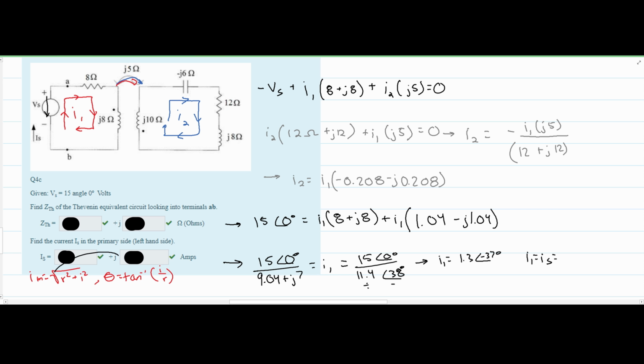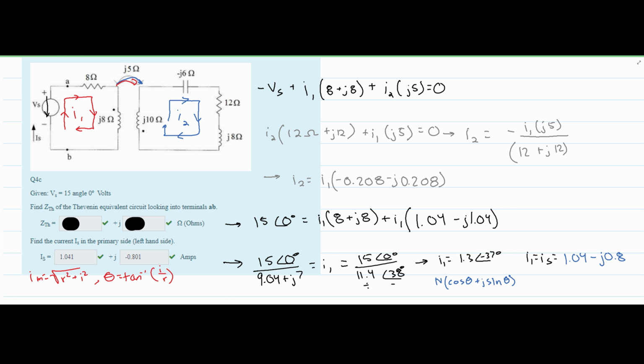Our question is asking for it in rectangular form. So we need to convert from polar form to rectangular form. And to do this, we are just going to use the number, and then we're going to have a parenthesis, cosine of our angle plus j times sine of our angle. And this is going to give us 1.04 with an imaginary number of minus j0.8. So if we reveal this, we are going to see that the answer is approximately these values.